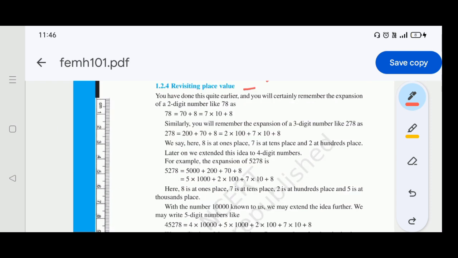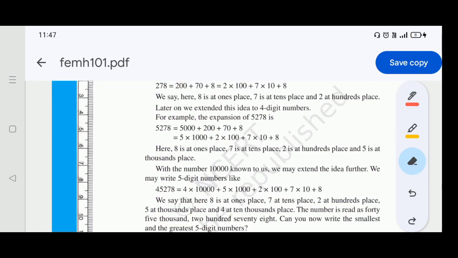Next topic is 1.2.4, Revisiting Place Value. You have done this quite earlier, and you will certainly remember the expansion of a 2-digit number like 78 as 70 plus 8, which is equal to 7 into 10 plus 8. Similarly, you will remember the expansion of a 3-digit number like 278, which is equal to 200 plus 70 plus 8, which is equal to 2 times 100 plus 7 into 10 plus 8, right?